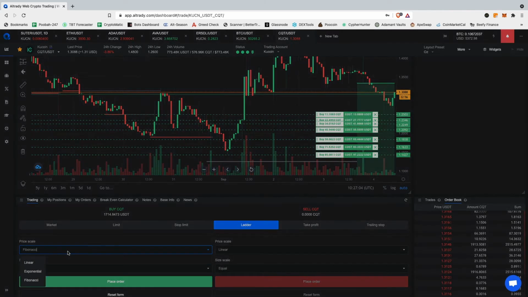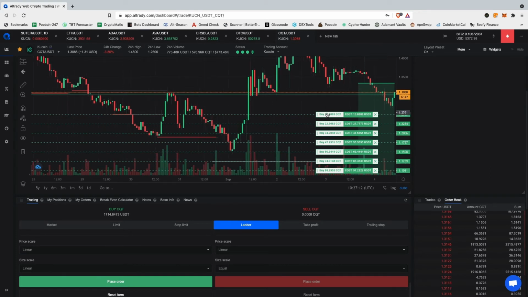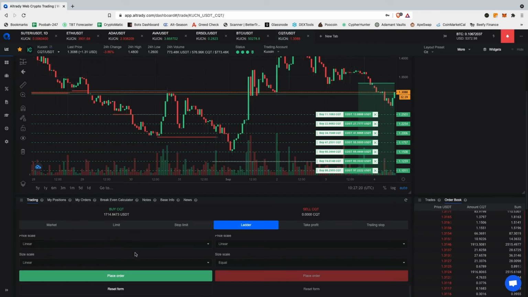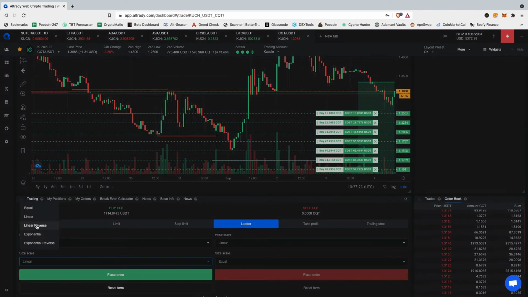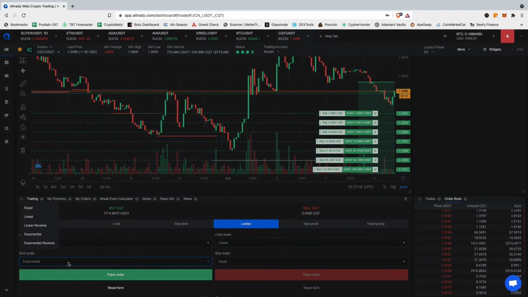With the Fibonacci style. If you want to do linear, so Fibonacci style is, and this price scale is the depth over here. So if you did linear, after every little while, it's going to increment and buy for you. Okay, and let's do linear reverse. It buys a lot at the start, and then as you go down, the cost becomes smaller and smaller. It depends on you, whether you prefer linear reverse, exponential or reverse exponential.